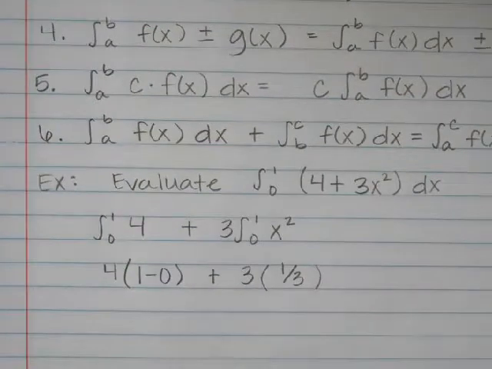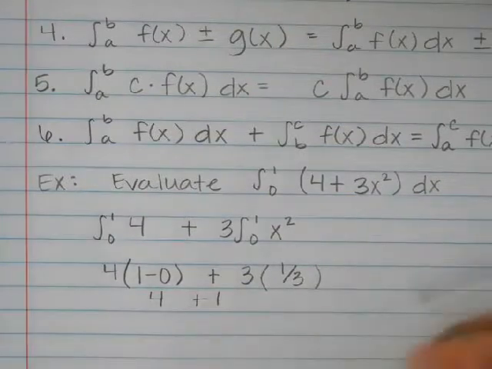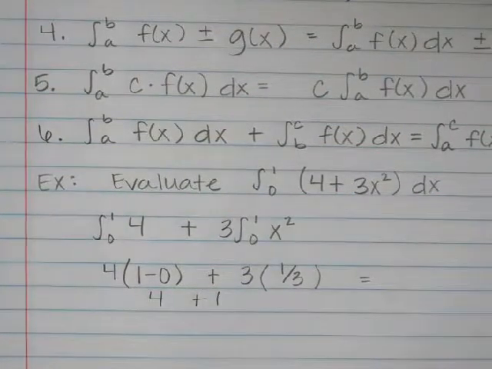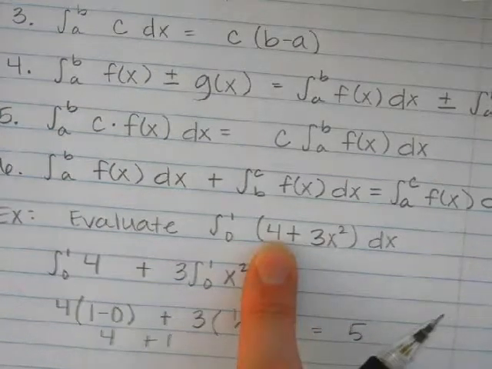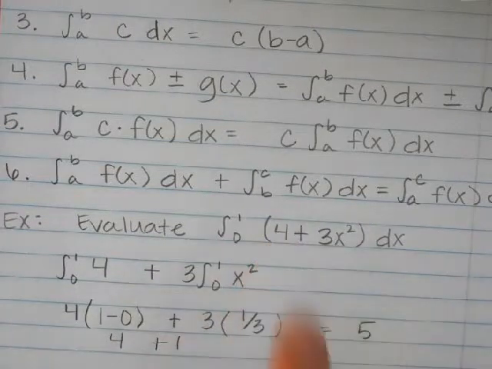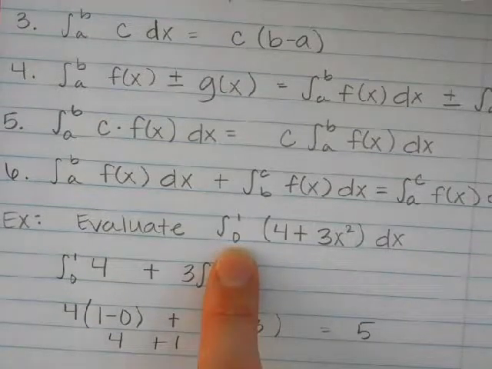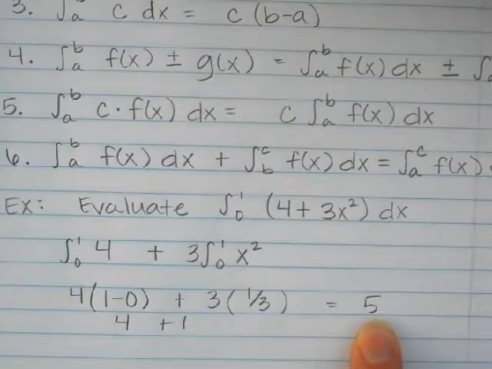All right. So if we do the math for this, we've got 4 plus 1, so what should we say? 5. If you were to graph this function, 4 plus 3x squared, and shade in the boxes between the curve and the x-axis for the x values from 0 to 1, the area of that would be 5. And that's what this is. That's the exact answer. Exactly 5.